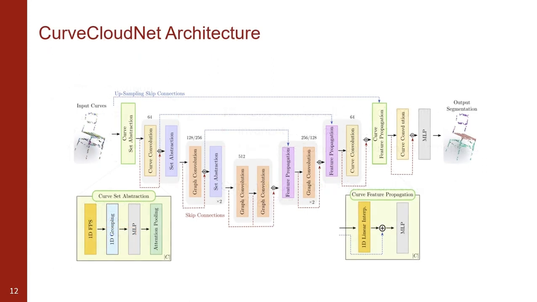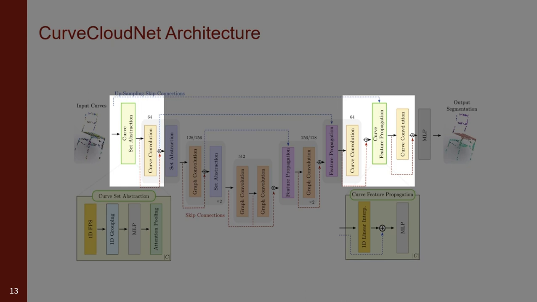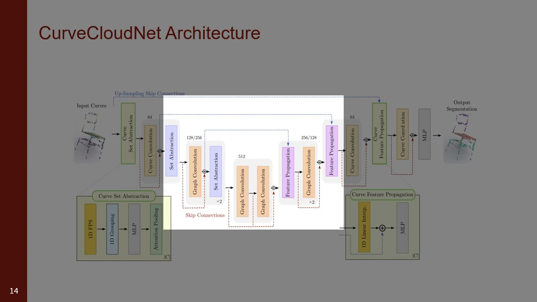Putting everything together, we build a novel architecture named CurveCloudNet, which combines curve operations and point operations. At higher point resolutions, we employ our efficient curve operations. Then, after downsampling and arriving at a lower resolution, we employ standard point-based operations. Using point operations is important because we lose the curve structure at these lower resolutions.